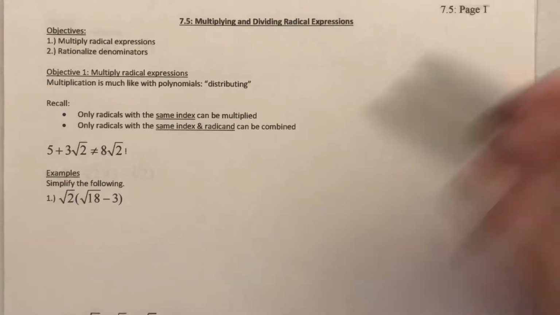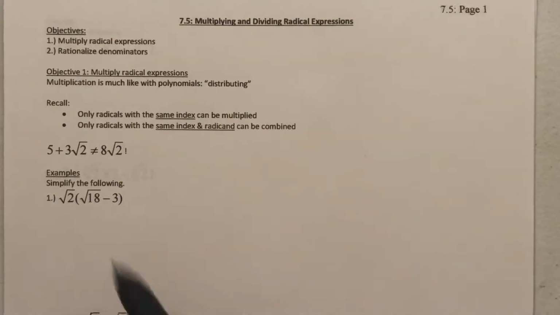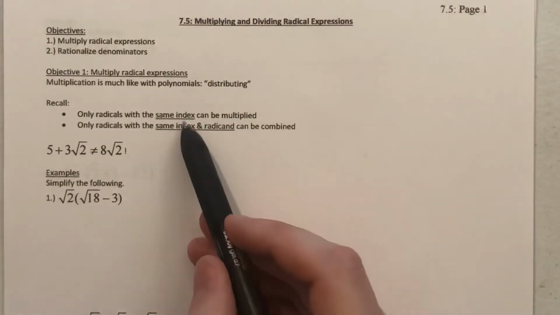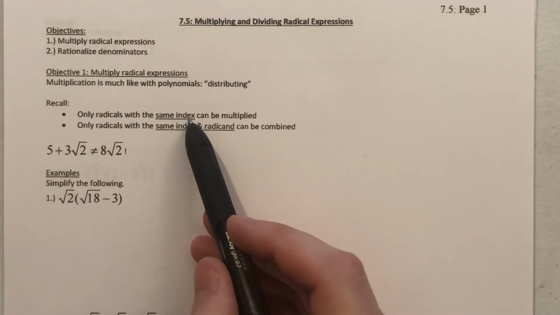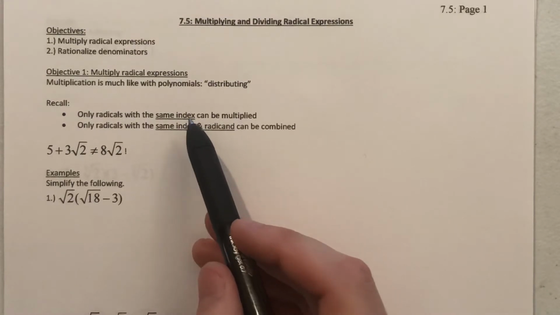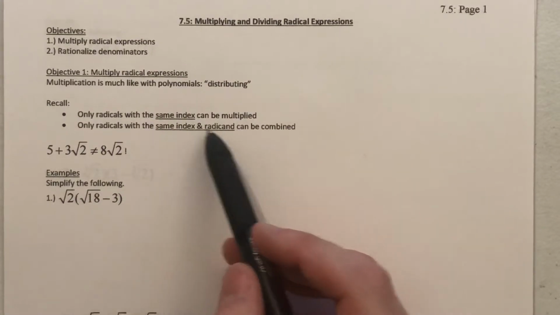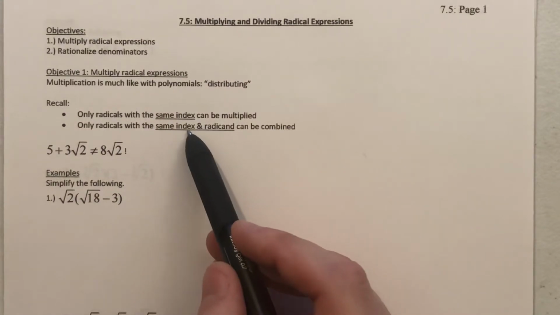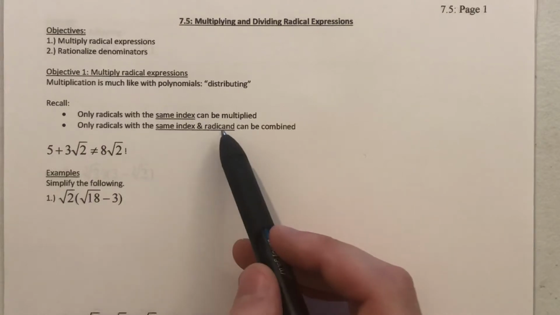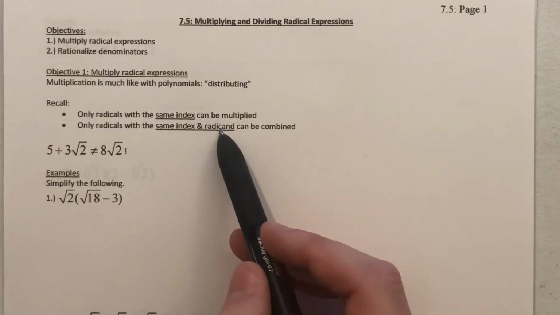When multiplying, and this is just recalling our rules, to multiply radicals, all they need is the same index, the same kind of root, square root, cube root, etc. But when we go back to combining them, adding or subtracting, that's where we have the rule of same index and radicand, right? Index and inside. So definitely keep those rules separate.